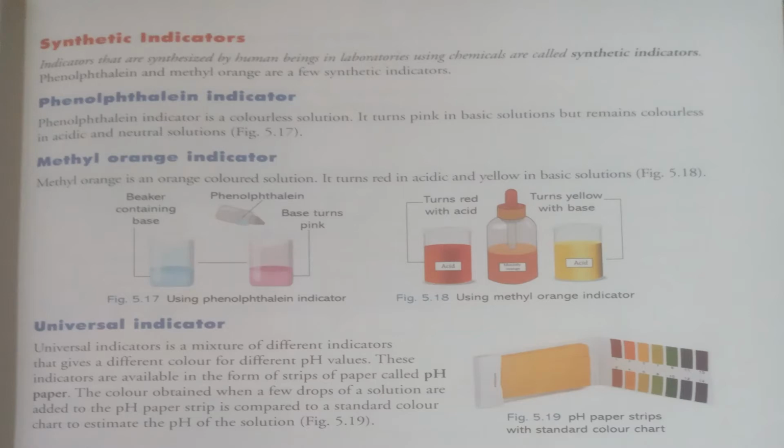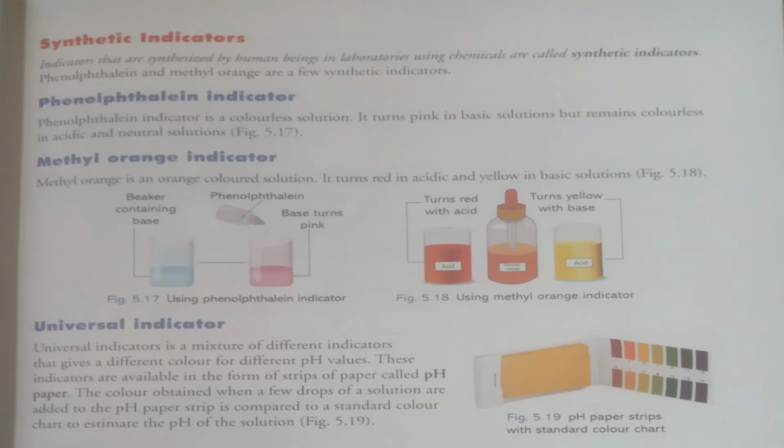And about universal indicator, I already told you that pH paper is the example of universal indicator. Universal indicator is a mixture of different indicators. It gives different colors for different pH values. These indicators are available in the form of strips of paper called pH paper. The color obtained when a few drops of a solution are added to the pH paper strip is compared to a standard color chart to estimate the pH of the solution.